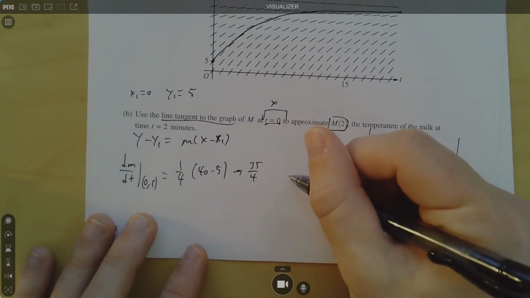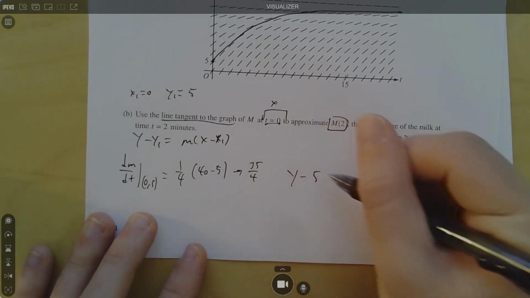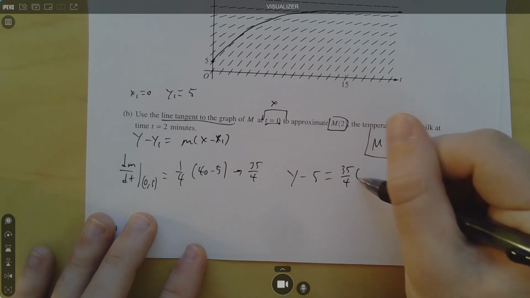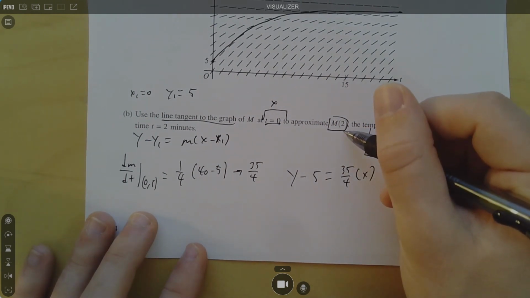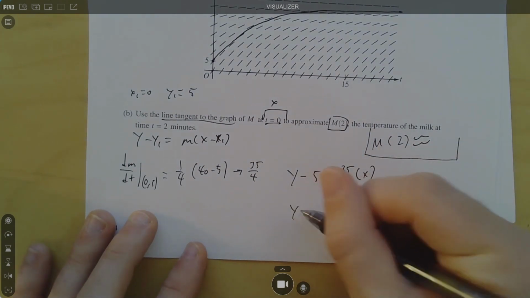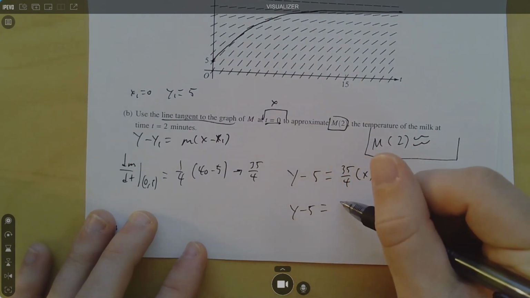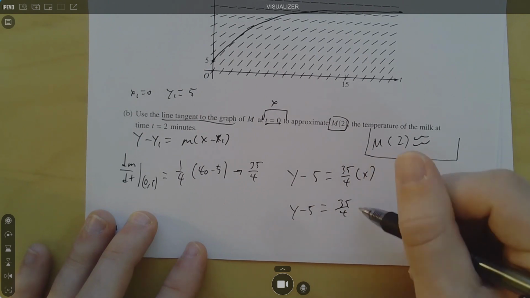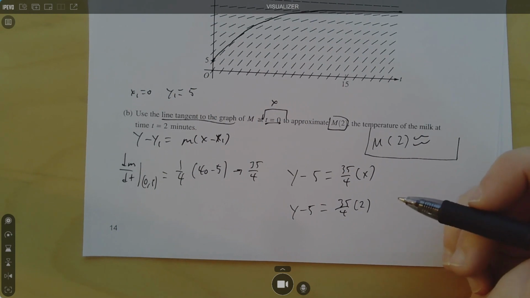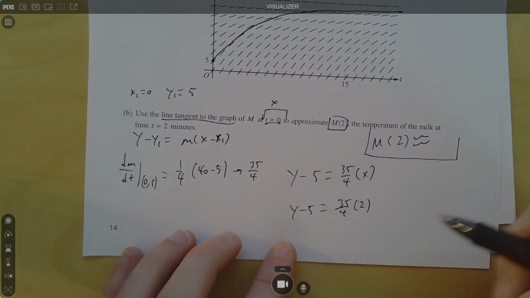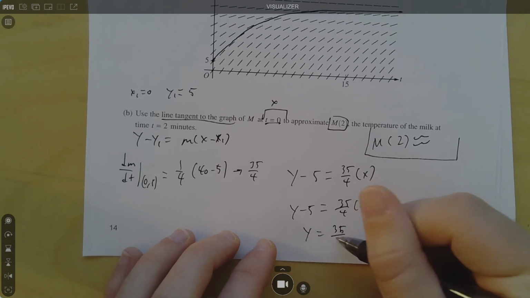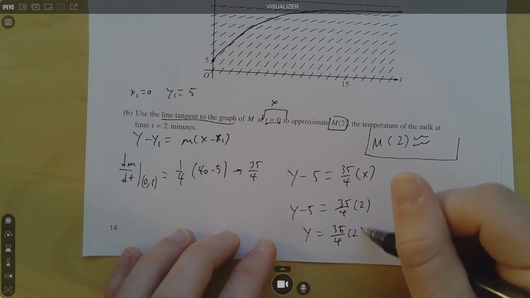It's going to be y minus 5 equals 35/4 x. And I want to approximate at 2, so I'm going to plug a 2 into that. I get y minus 5 equals 35/4 times 2. Move the 5 over, and y equals 35/4 times 2 plus 5.